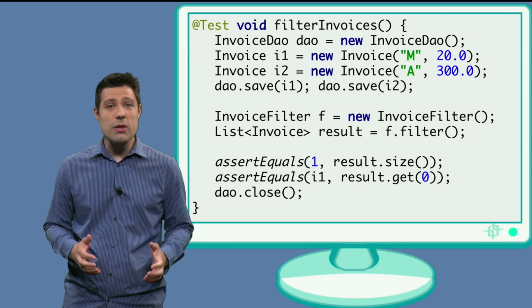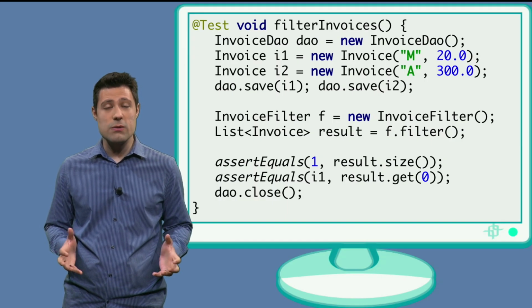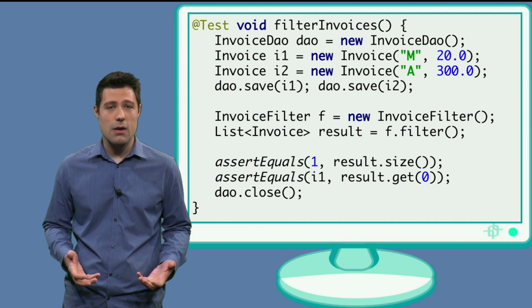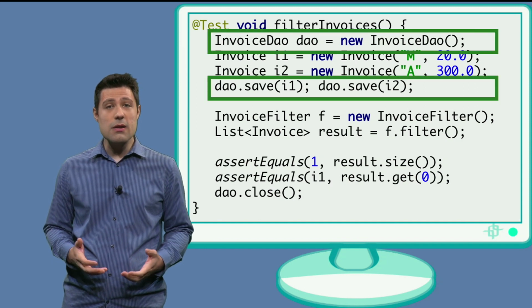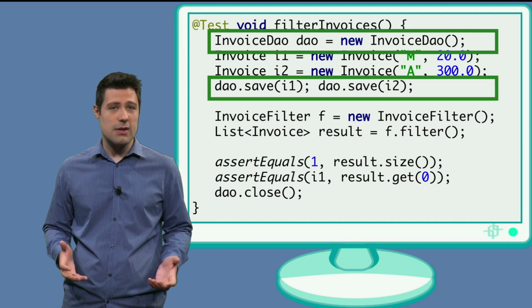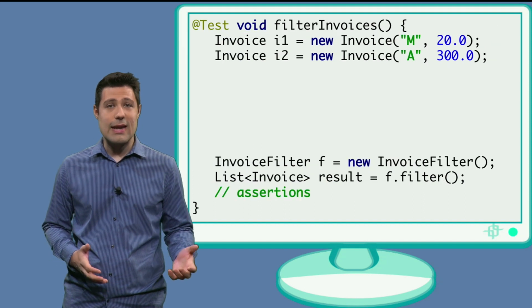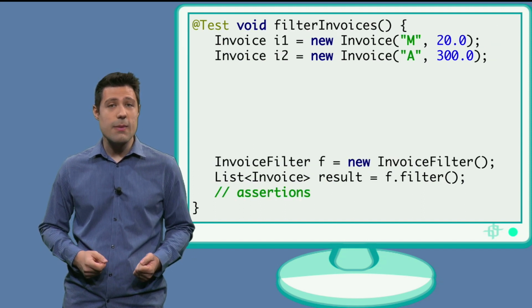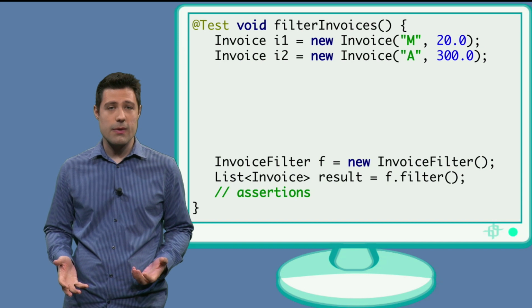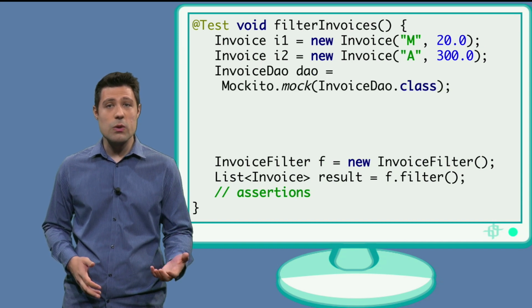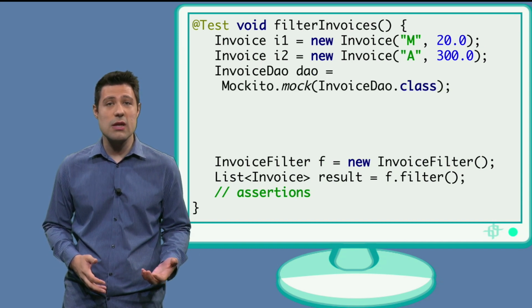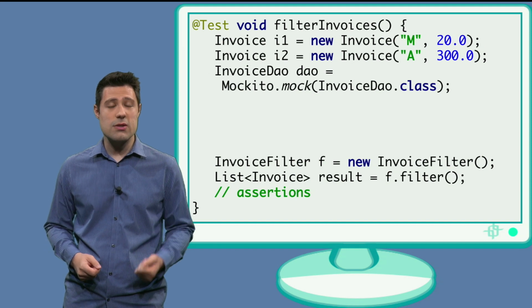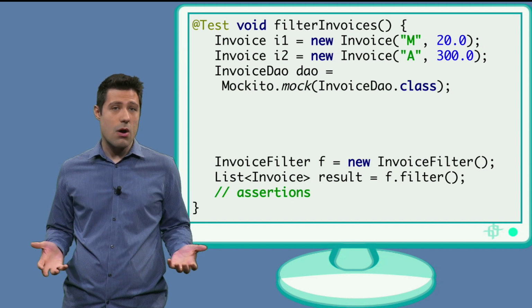So what we're going to do in our test is to get rid of the real database and mock it. So let's just start by completely deleting the database access part from the test. Then, now that our test doesn't use the database class, we introduce Mockito. And the first thing we do is to tell Mockito which class it needs to mock. And in this case, it's the invoice database, the one we want to mock.